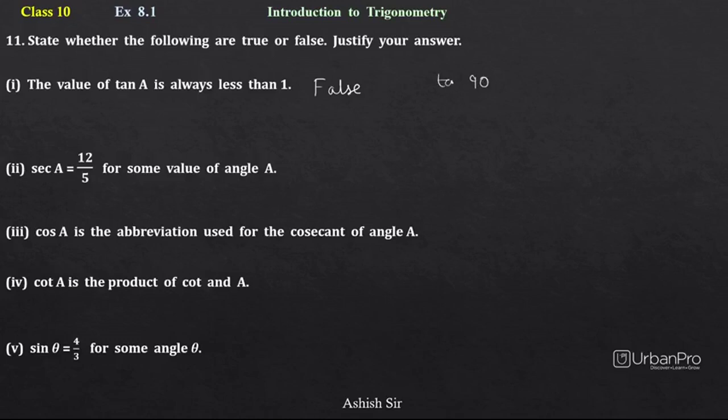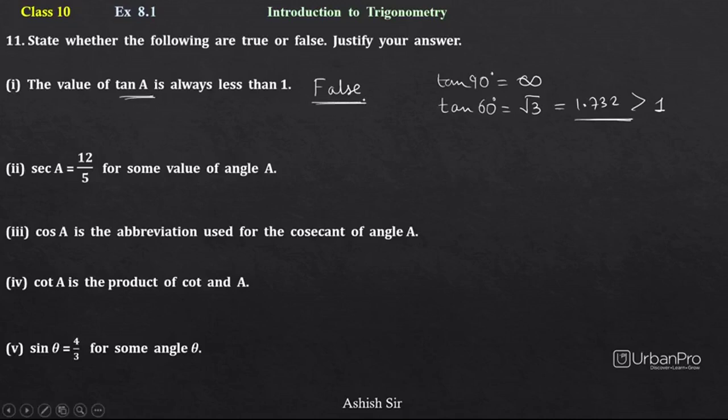90 degree, that is equal to infinite. tan 45 is 1, but after 45, that is 60 degree, tan 60 degree is root 3, which is 1.732. So it is greater than 1. It is not always less than 1. So these two values signify that the value of tan A is not always less than 1. So this statement is false.